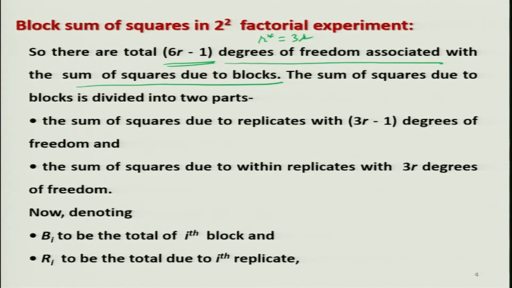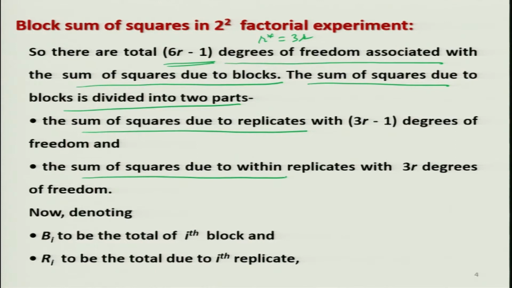Now, the sum of squares due to blocks is divided into two parts: the sum of squares due to replicates and the sum of squares due to within replicates. You will see that the degrees of freedom associated with the sum of squares due to replicates is 3r minus 1, and with within replicates this is 3r. How to divide it, I will show you after I attempt the partitioning, right.